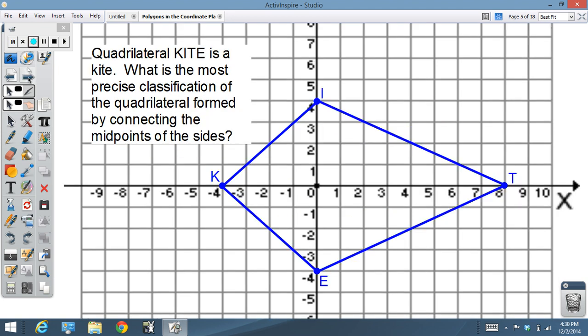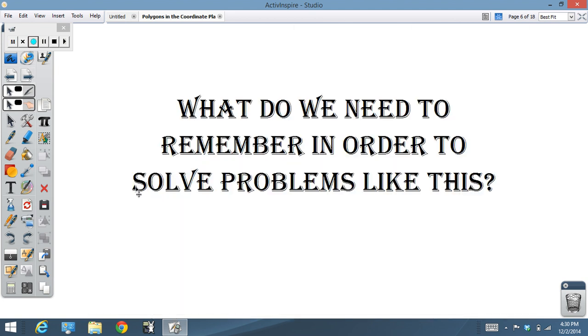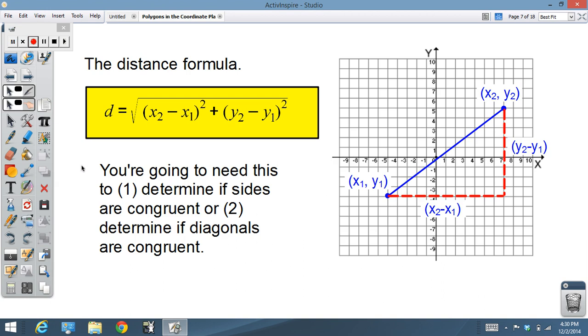And another example, we've got quadrilateral kite, K-I-T-E, and if we connect all the midpoints, what would we classify? How would we classify the shape that's formed by connecting all those midpoints? So we're going to need to pull back some of our old information. We need to remember, in order to solve problems like this, certain things. For example, the distance formula.